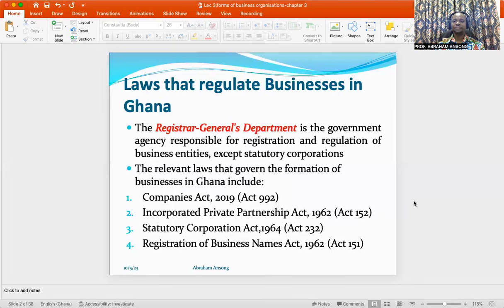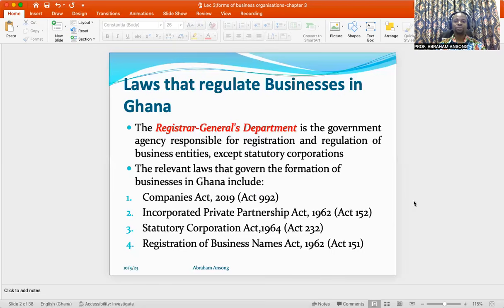So we have the Companies Act 2019, Act 992, which used to be Companies Act 1979 or so, but it has been reviewed. So the current act is 2019 Act 992. From the name, obviously, it is an act that regulates the activities of companies. Then we have the Incorporated Private Partnership Act 1962, Act 152. And also from the name, it is a law that regulates the activities of partnership forms of businesses.